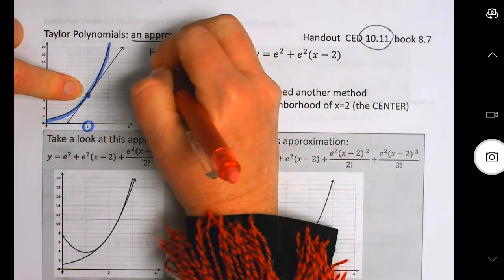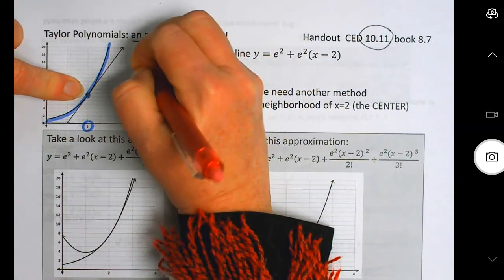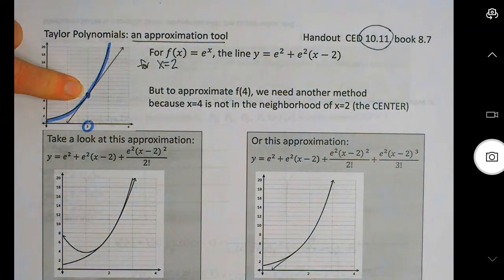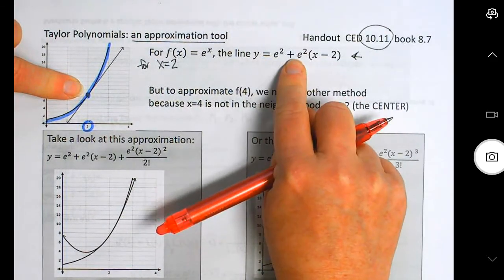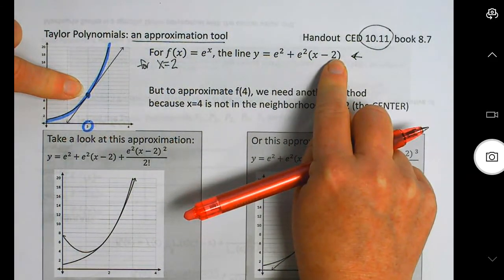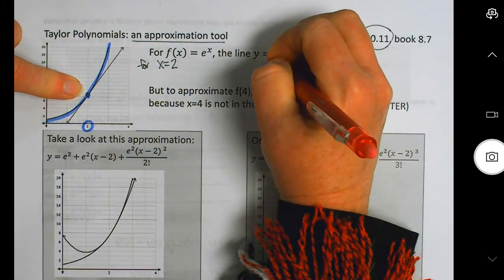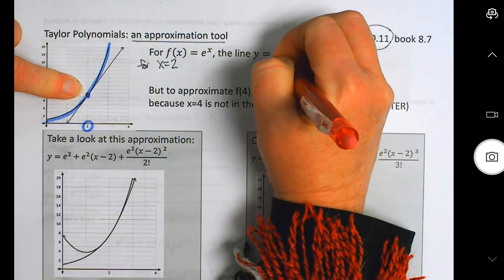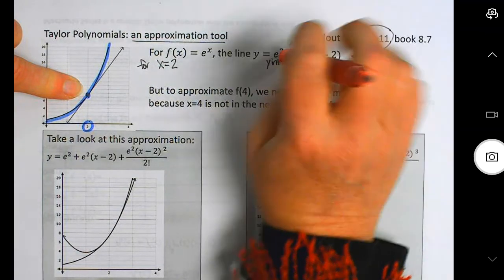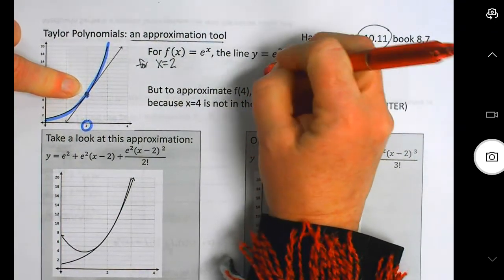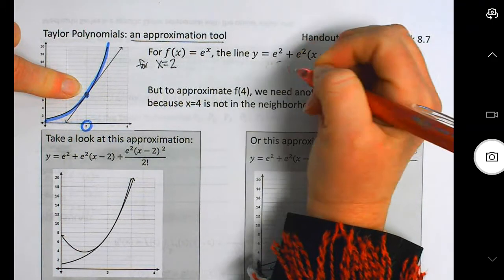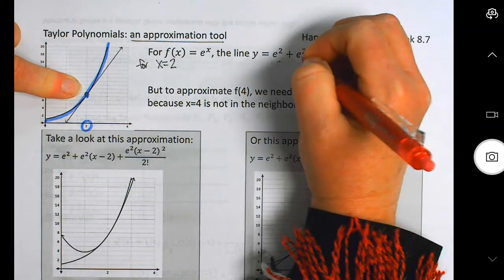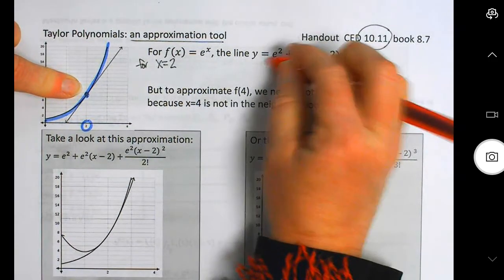So this is actually, and I didn't put this up here, so we could call this for x equals 2. And so this over here, y equals e squared plus e squared times x minus 2. This is the y-intercept. That can be the y-intercept because that's not positive. I don't know. I'll put that in there. Maybe it's negative. You got all the colors? Okay.